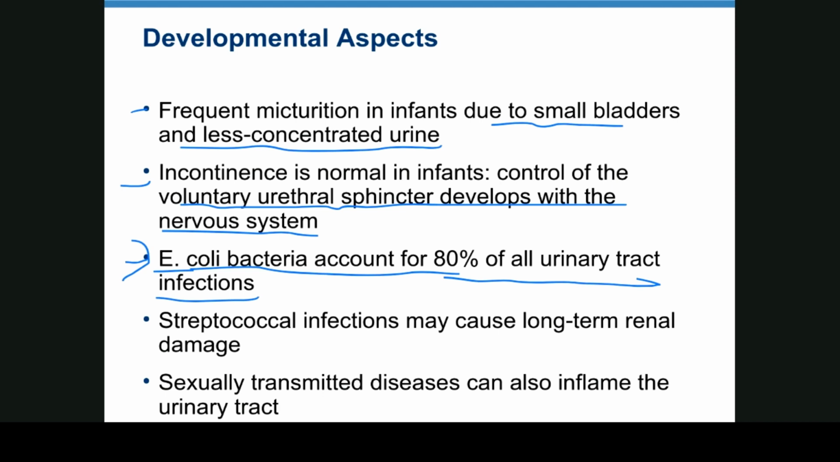Now, strep infections that are filtered out in the kidneys, you can get an immune response and cause long-term renal damage and even renal death. Sexually transmitted diseases can also inflame the urinary tract. They're not limited to the reproductive tract. And when you think about males, the urinary system and the reproductive system are really, really closely related. Well, they are in both sexes.